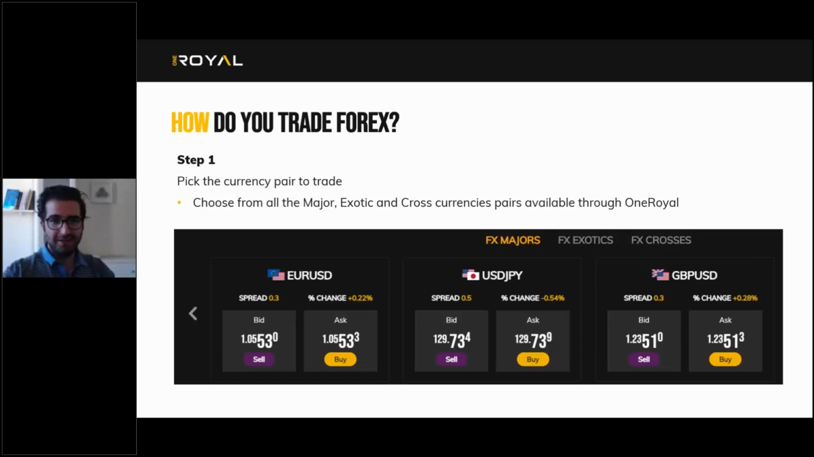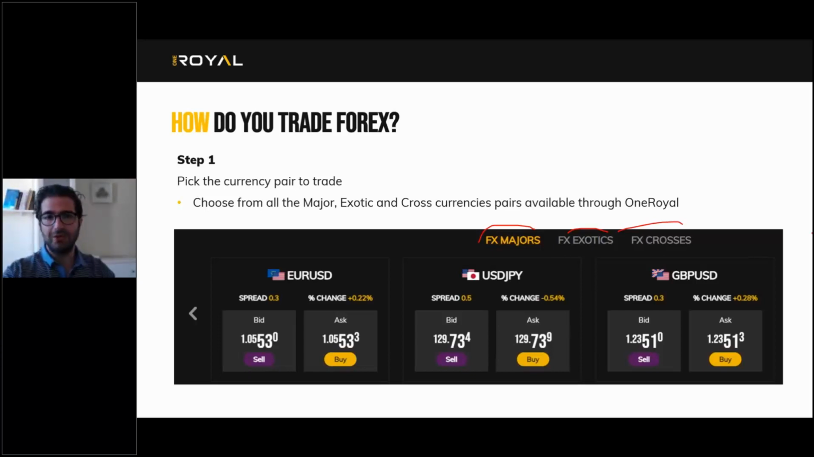Step 1 is you will pick the pair. As we said, here we have the three classes, major, exotic, and crosses. When we open MT4, I will show you how you can pick a pair. You should pick one pair to be able to trade. The good thing is that OneRoyal has all the classes, the majors, exotics, and crosses. Not all brokers provide all assets or all forex pairs.